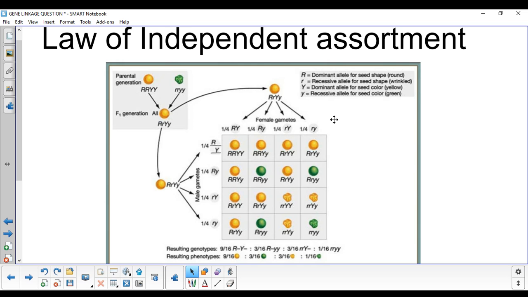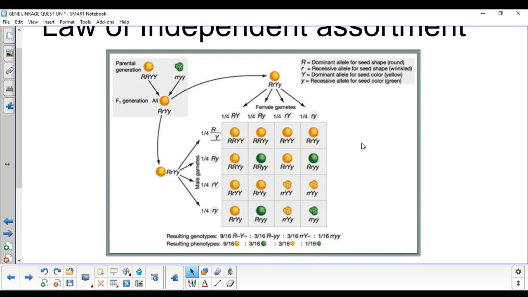Meaning we set up the Punnett square with 16 boxes, one being both dominant alleles, one being dominant for shape, recessive for color, one being recessive for shape, dominant for color, and one recessive for both. Fill out the Punnett square, and if both parents are heterozygous for both traits, you can expect what we call our typical 9:3:3:1 phenotype ratio. Remember, phenotype is what they look like.